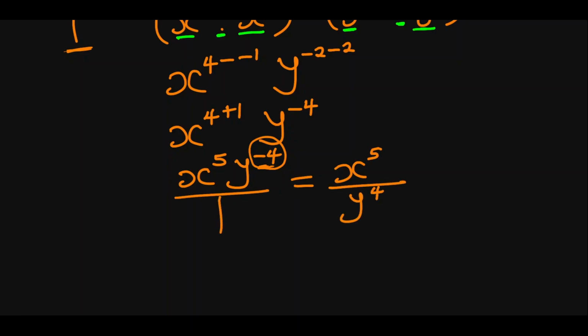This is the same thing as over 1 anyway. So when we move this down, then the minus in the 4 will become plus. And that's why we have x raised to power 5 over y raised to power 4. And that becomes the final answer.